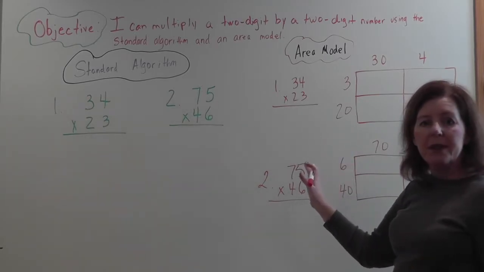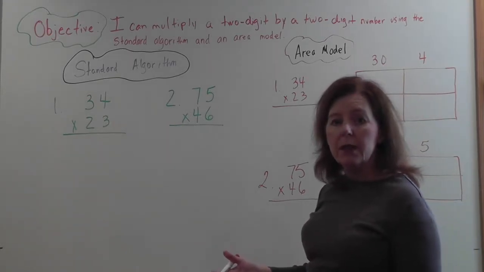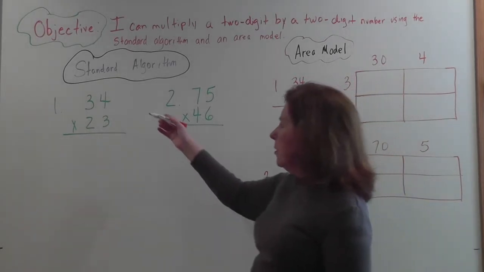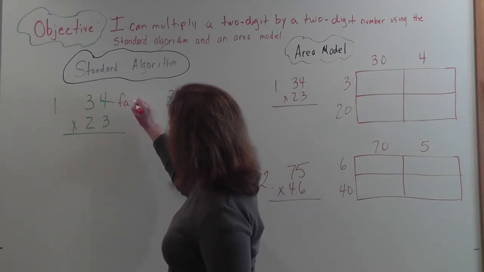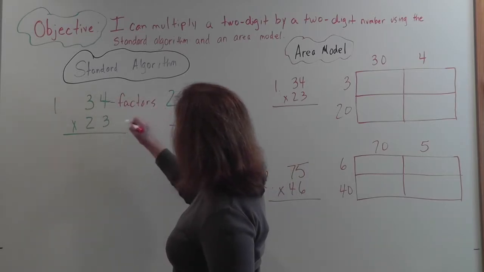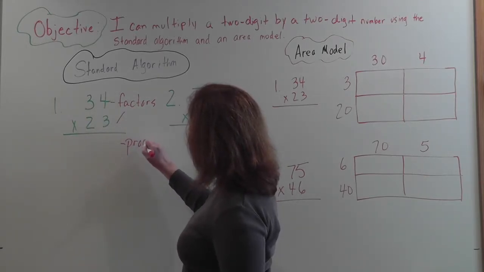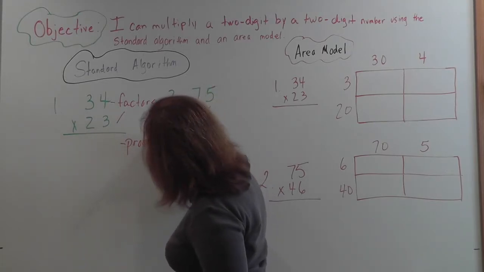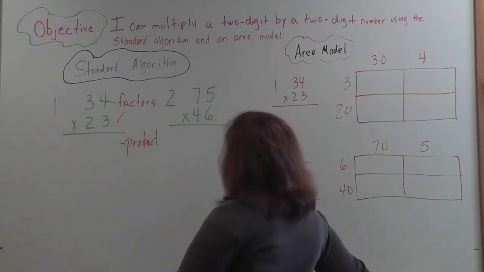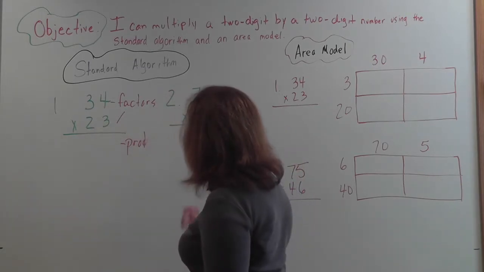You're going to come out with the same product because the answer to a multiplication problem is called the product. And the numbers being multiplied, these are called factors. And then the product is the answer to a multiplication problem.